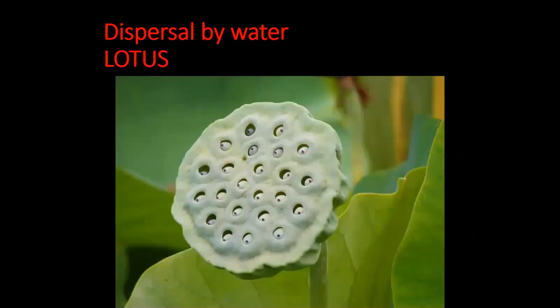Now, this is the lotus thalamus. This is the thalamus of the lotus. This green structure is the thalamus, and these small green structures popping out are the seeds of the lotus. When the lotus grows and the flower withers, the seeds come out from the thalamus and they germinate and grow into a new plant.